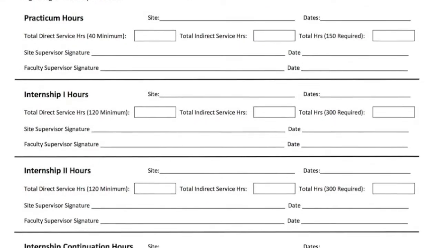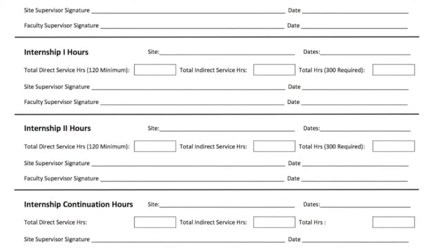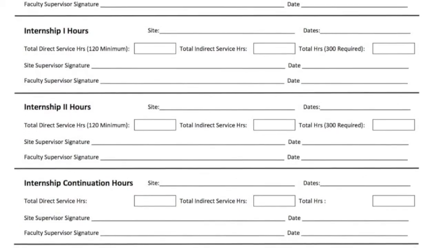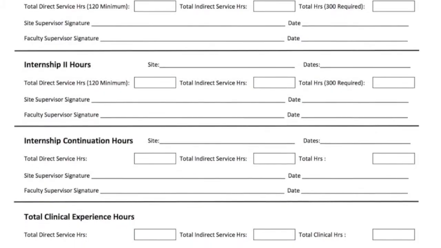So, space for practicum, internship 2, internship continuation, and your totals. And each of these gets signed by your site and your faculty supervisor. So make sure if you're only going to be at your site for one semester that you go ahead and fill out this form at the end of practicum, and your practicum supervisor signs that. And you may want to print out a couple of copies of this and just have them sign extras, that way if you lose one, or you spill coffee on one, you're going to have a clean one by the end.